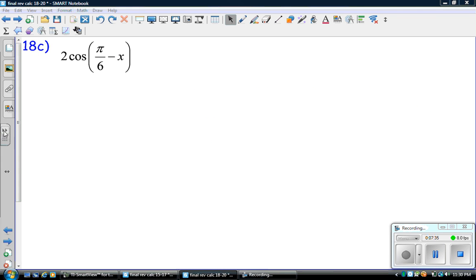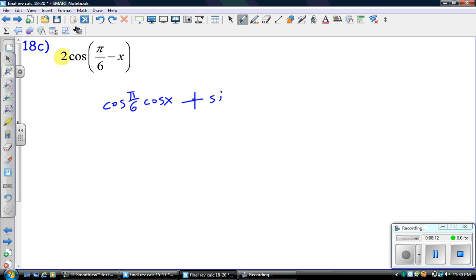18C is another identity. It's cosine subtraction. The 2, don't worry about for now. We're just going to carry that along to the very end. We'll deal with it. So just ignore that for now. Cosine subtraction. Addition, subtraction. Cosine flips the sign, so it's going to become positive. Sine is mirrored. It keeps the sign while you double for cosine. So this would be cos first thing, cos second thing. Cosine flips the sign. Sine first thing, sine second thing.